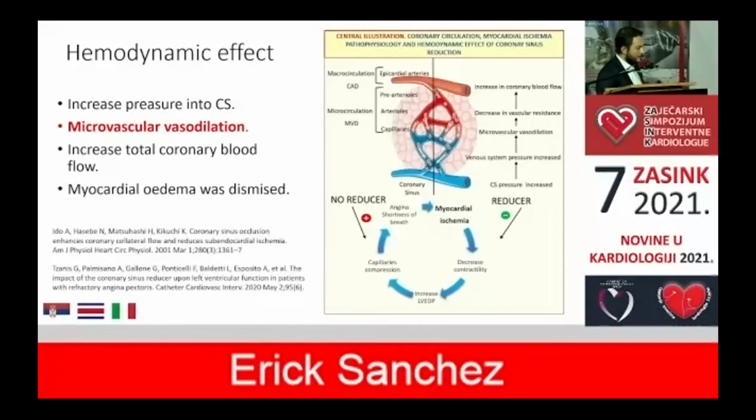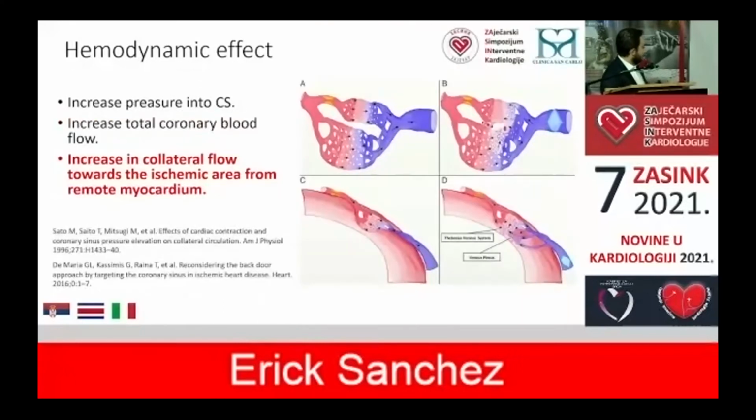Another interesting finding is that, for example, in this picture in A, you can see here is the epicardial artery, here is a stenosis, and here is another artery without a stenosis. Here are the capillaries, and you can see that if you restrict the coronary sinus, the capillaries without disease vasodilate and improve bridges to the capillaries with disease. So you can see the collaterals with this pressure in the venous system.